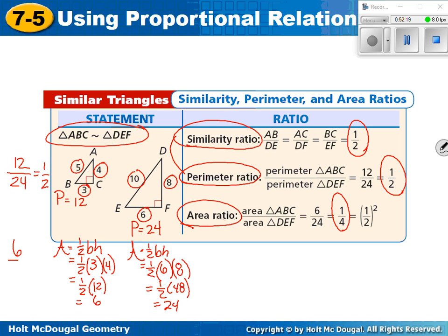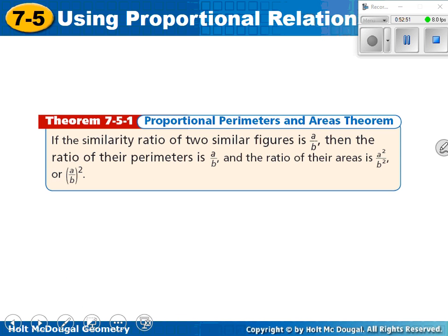Now look at what happens when you compare the areas. What's 6 over 24? 1/4. That is not 1/2. But 1/4 is 1/2 squared. If you square 1, you get 1. If you square 2, you get 4. So the relationship here is the ratio of the areas will be the same as the ratio of the sides squared, or the ratio of the perimeters squared. The next slide shows you this.